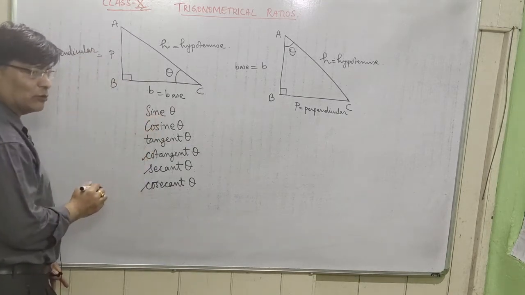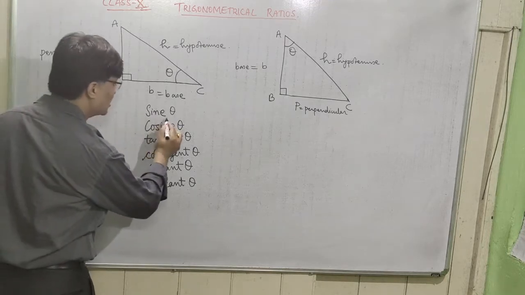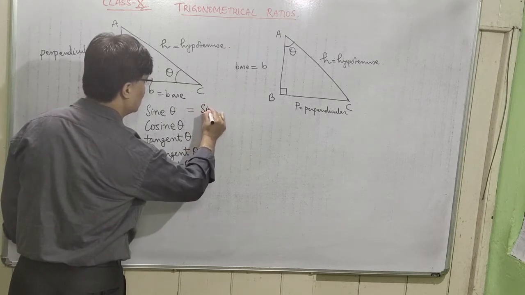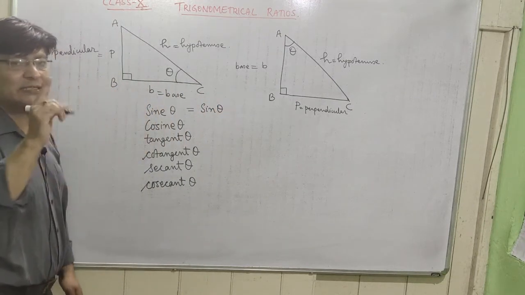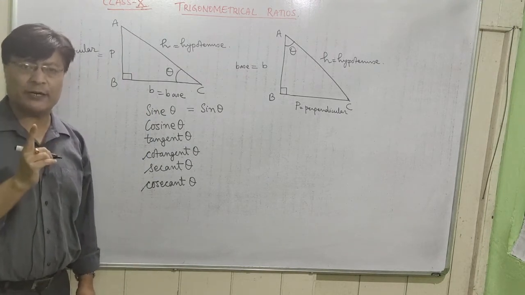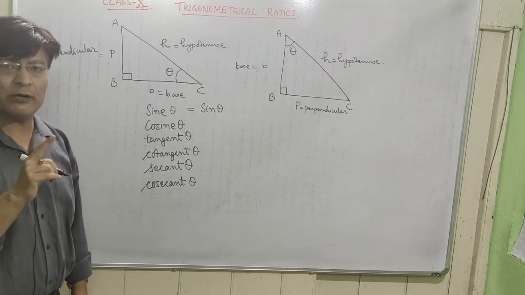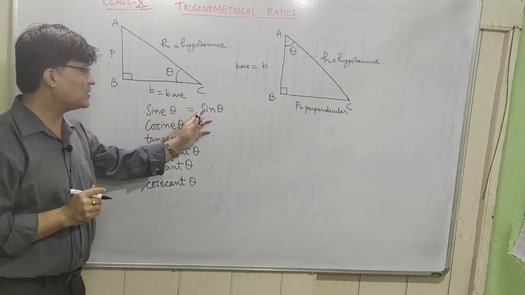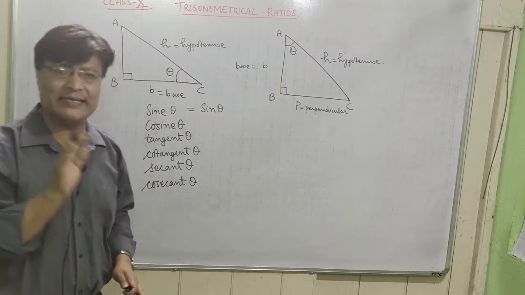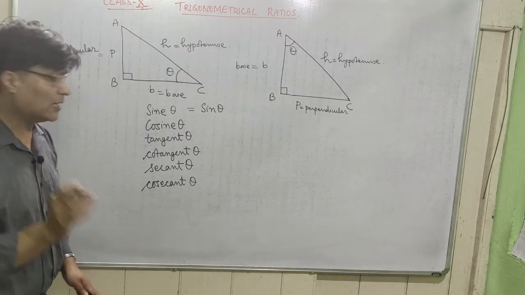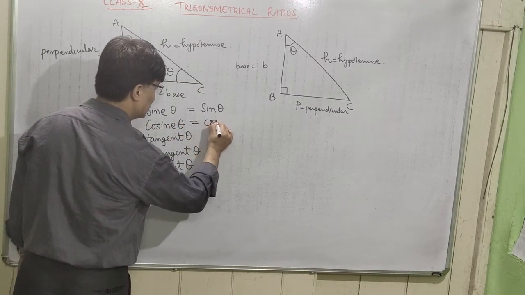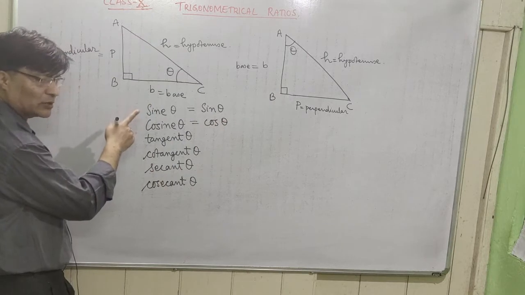Whenever you write down a trigonometrical ratio, we do not write the full form. For sine theta, you will write only sin theta, but don't pronounce it as sin. It is pronounced as sine. This sin theta is pronounced as sine theta. Okay? And what is the shortcut form of cosine theta? It will be cos theta. You will write only cos theta.